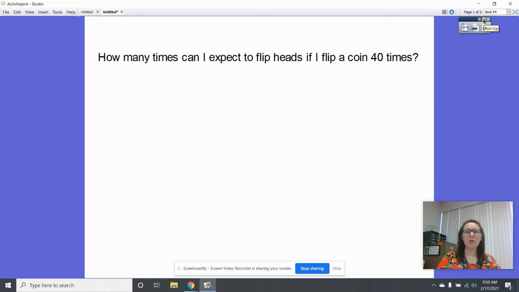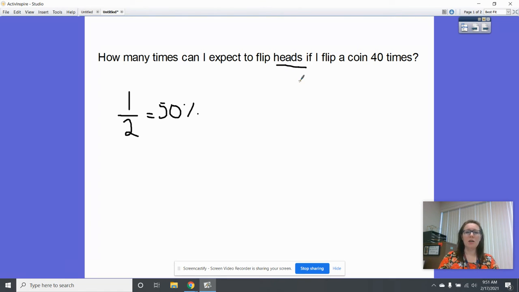Hi, today we're going to talk about how to use theoretical or experimental probability to make a prediction. So on the screen it says, how many times can I expect to flip heads if I flip a coin 40 times? Well, a coin only has two choices, so the bottom of my fraction will be 2. Heads is just one of those two choices, so my theoretical probability is 1 out of 2, which is 50%.